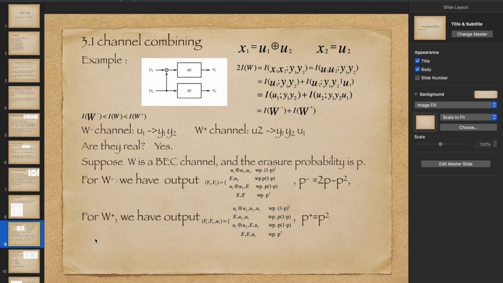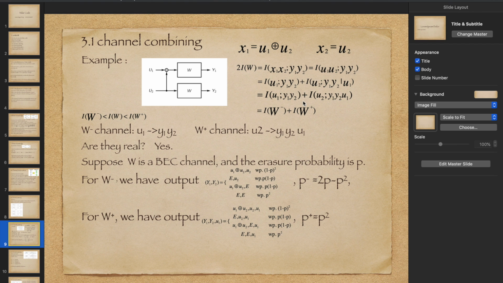And we can write the mutual information of these two channels. 2I(W) is actually equal to the mutual information between X1, X2 and Y1, Y2. And it's also equal to that between U1, U2 and Y1, Y2. And using the chain rule, we can get this second equation. And we notice that U1, U2 are independent, so we can write it as the third equation.